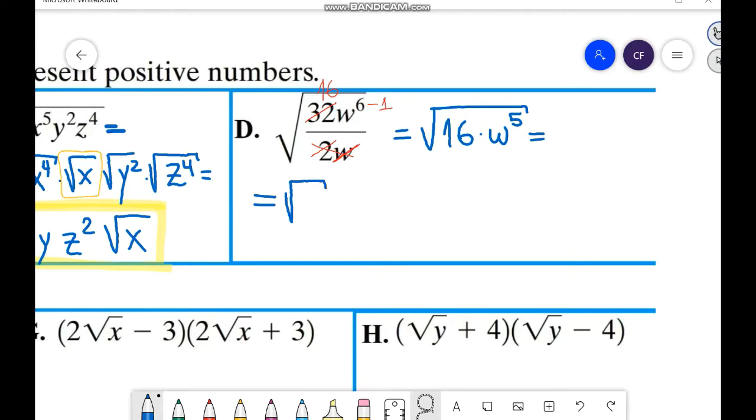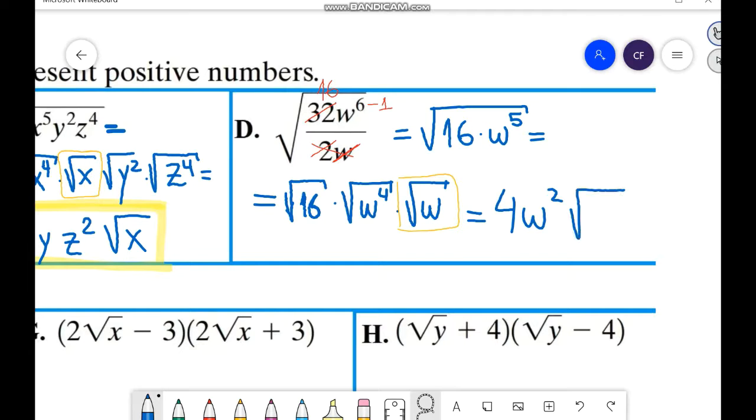And we know the square root of 16. We can also simplify the square root of W to the 4th, but we cannot simplify the square root of W, so this we keep. Square root of 16 is 4, square root of W to the 4th is W squared, times square root of W. This is the right answer for letter D.